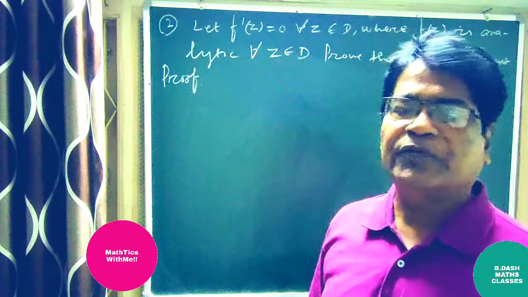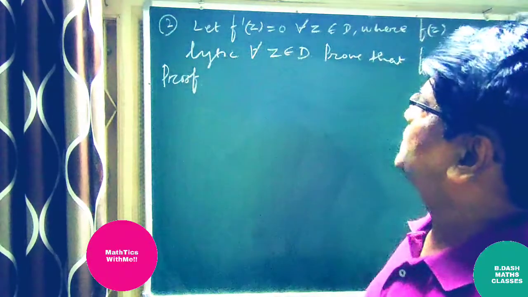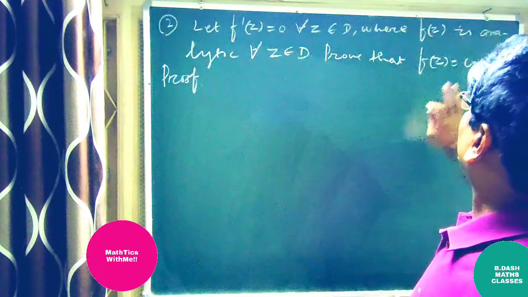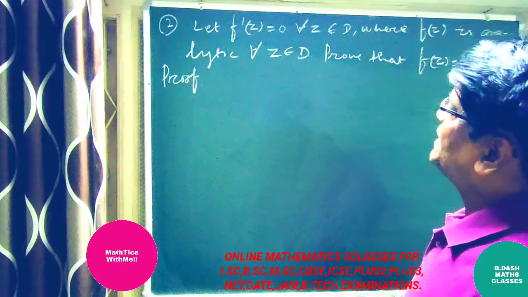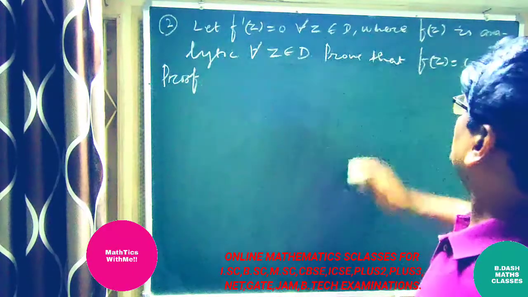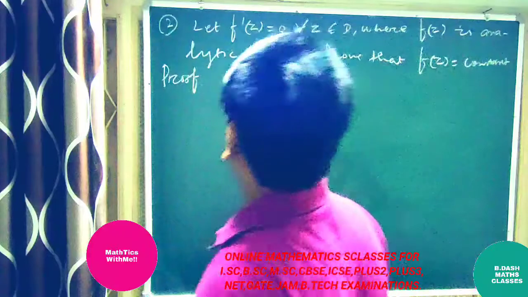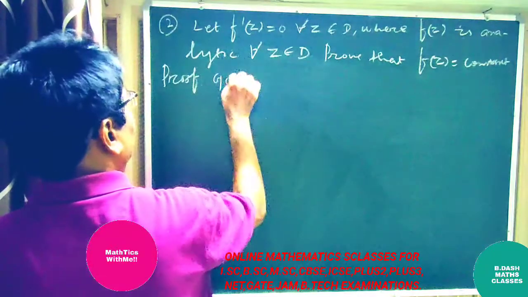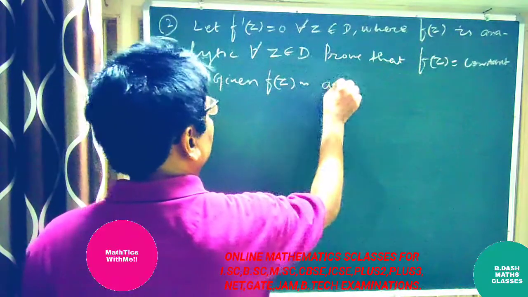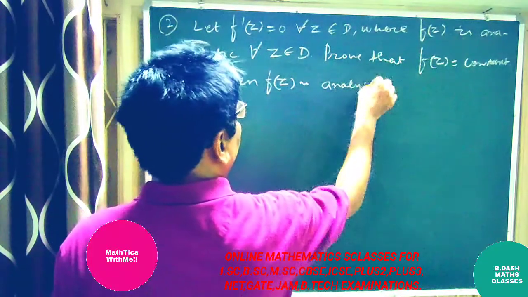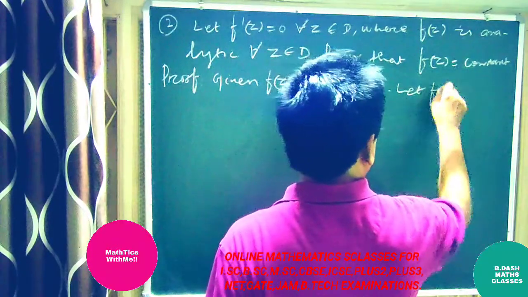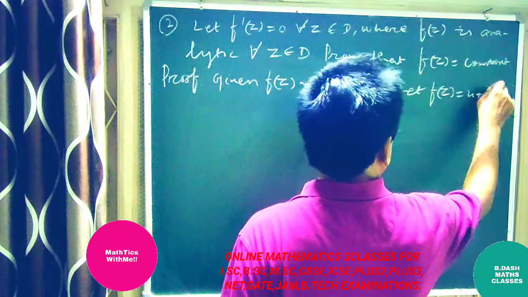Now our second question is: let f dash of z be equal to 0 for all z belongs to D, where f of z is analytic for all z belongs to D, where D is the domain of the function. Prove that f of z is equal to constant. Given f of z is analytic, let f of z be equal to u plus iv.